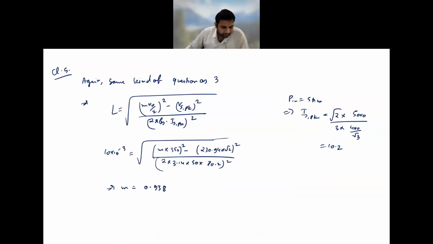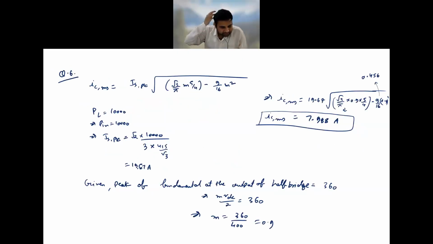Then let us take question number 5. Question number 5 is kind of the same question as that of question number 3. Same formula to be used. Same way you have to calculate the IS peak value, and that IS peak value you will get by putting your values in this way, and finally 10.2 ampere you will get as IS peak value, and then from there M value you will get as 0.938. It's the same procedure that we did in case of question number 3.